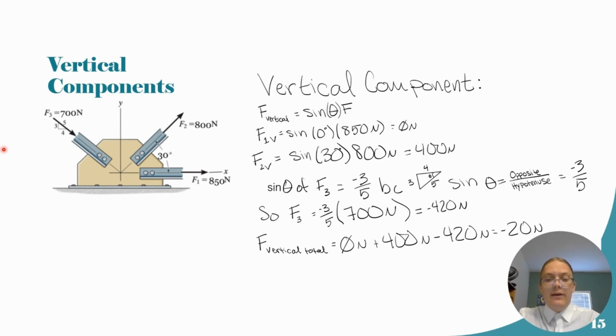And then for force 3, since we know that there's a relationship of 3 over 5 for the sine theta, since opposite over hypotenuse is 3 over 5, and that our vertical here is negative because we're going downwards, we know that our force 3 is going to be equal to negative 3/5 times 700 newtons, which leaves us with negative 420 newtons. So, summing them all together, we get 400 minus 420 gives us negative 20 newtons for our vertical component.